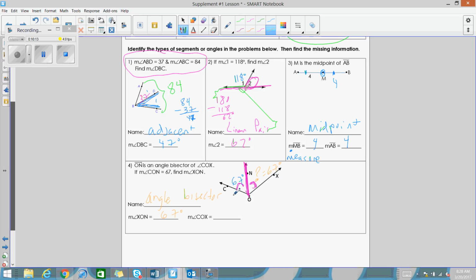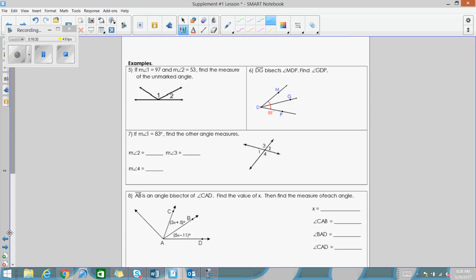So what is the measure of COX? Now, COX is the entire big thing. Well, if we add up 67, that's 134 degrees, and you get that by 67 plus 67. And that's those two. All right, flip it over. Now, again, if I'm going too quick or you need to rehear it, rewind it and go back over it.